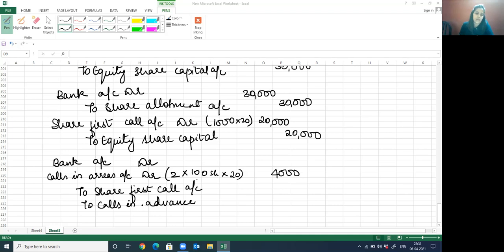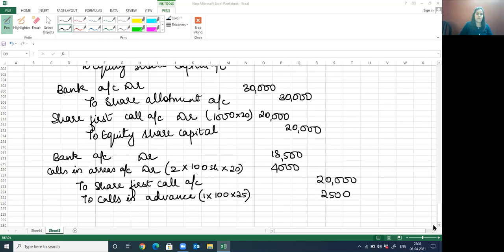Then, what did they say? Another shareholder with 100 shares paid the entire amount on his share. So along with paying towards the call in arrears for 100 shares, he paid. Now see, out of 100 rupees, can I say 25 plus 30, 55, 65, 75. 75 is what he had to pay, but can I say he's paid that extra 25 also? So can I say this 2,500? Okay, any doubt till here? So first call will go 20,000. So the balance will be 18,500, which will come in bank.